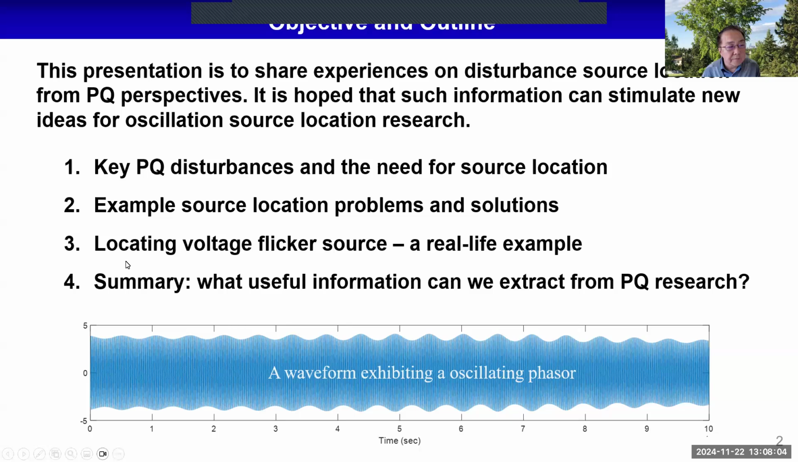I will talk about 4 items. First is to give you background information on key power quality disturbances and why we need source location. This will be very brief. Then I will discuss 2 problems we faced in the past, the problem and the solutions. Then I will spend more time to talk about a real life case on locating voltage flicker source. This voltage flicker can be considered as a form of oscillation.